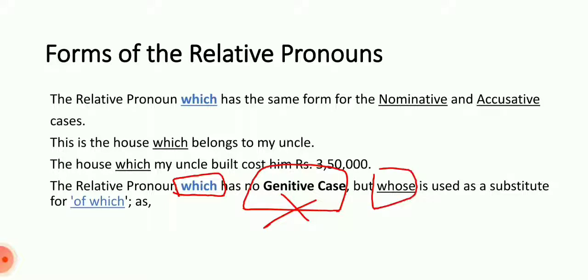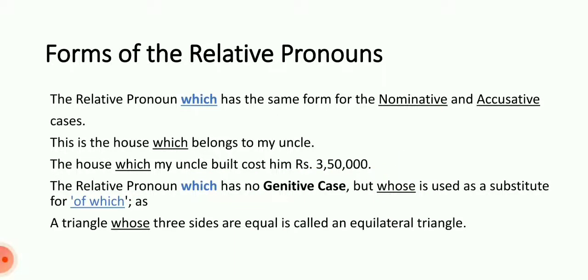Here we have the word whose, used as the alternate of what? Of the word of which. How? Look at the example here. A triangle whose three sides are equal is called an equilateral triangle.